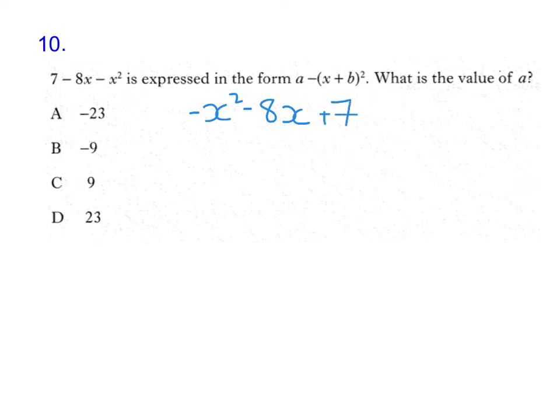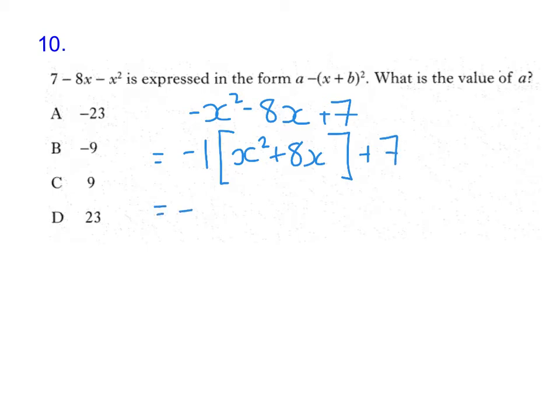So all I've done is I've just put it with the x squared at the front. I'm going to take out a common factor of -1 from the first two terms. Now, some teachers do this a wee bit differently. I just take the common factor out of the first two. Some people take it out of absolutely everything. So this leaves us with x squared plus 8x and then a plus 7 on the outside.